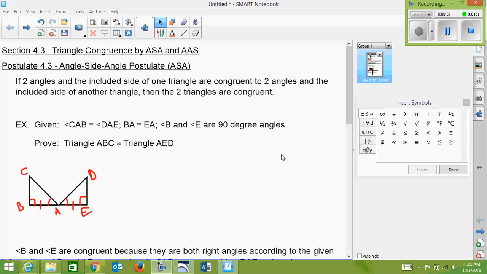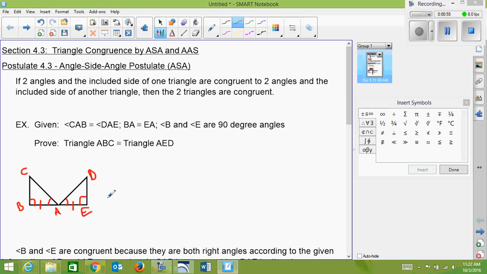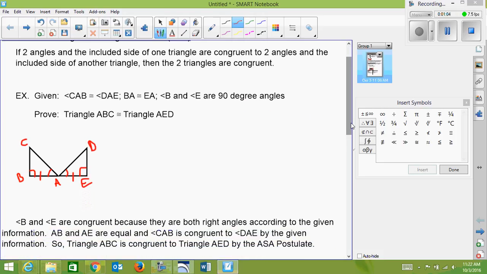So here I have a little example. Given that angle CAB is congruent to DAE, and I have that marked right here. BA equals EA, I have that marked. And then B and E are 90 degrees, and I have that marked. So I want to prove that triangle ABC is congruent to triangle AED. Fairly simple in this case.